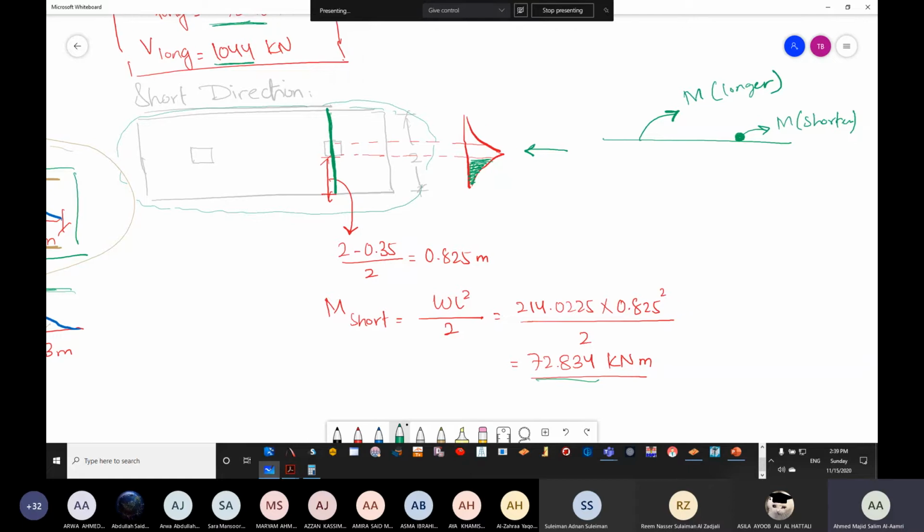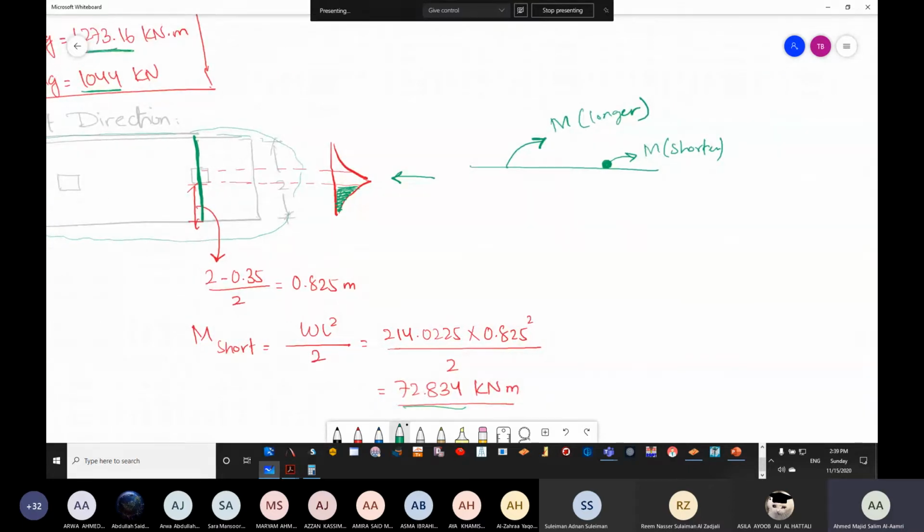If you are having a top layer as well, then the same thing. So this is going to be the moment for the longer. This is going to be the top now. This is going to be the bottom. This is going to be your shorter for the top.